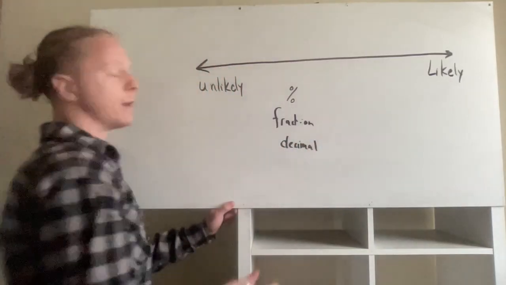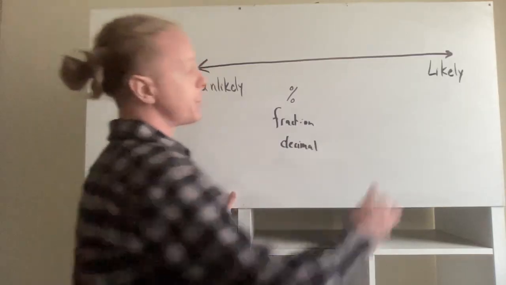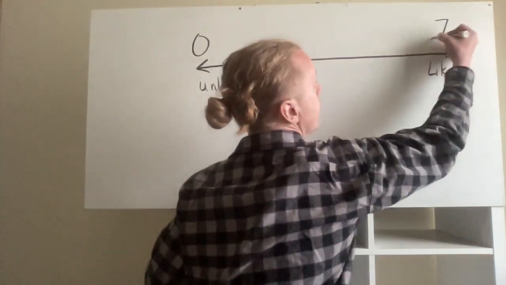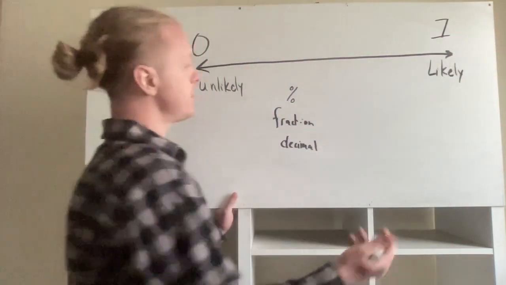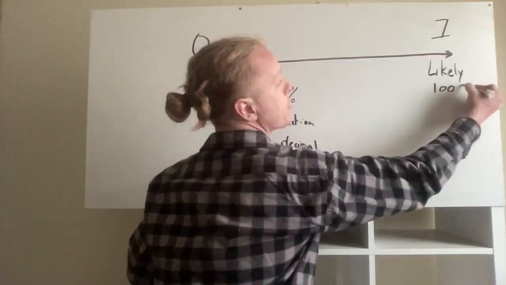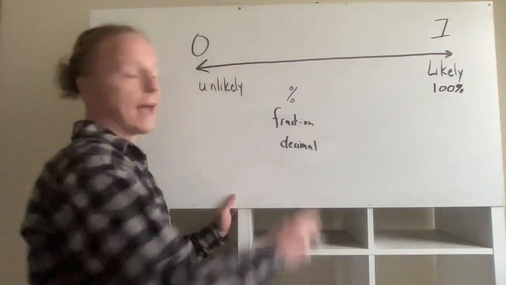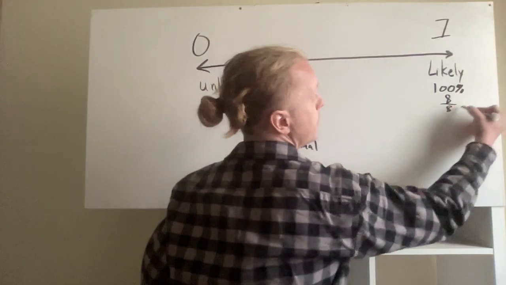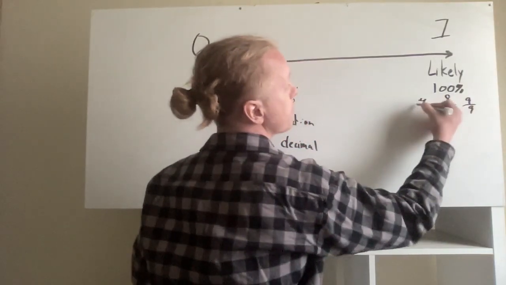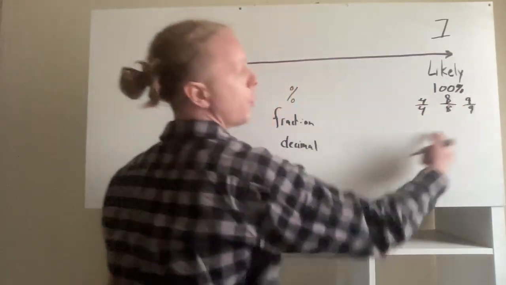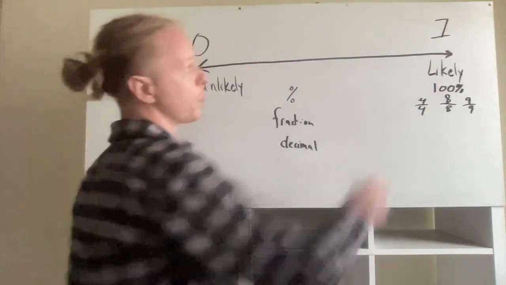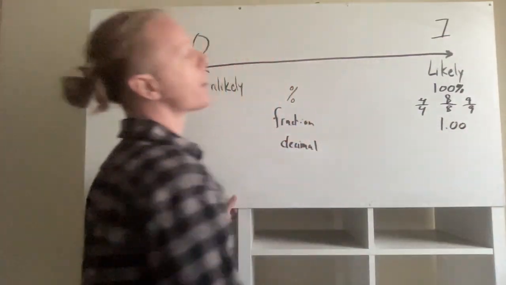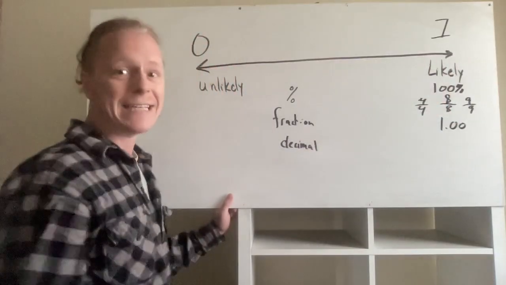But all of these, in terms of probability, will have a value somewhere between 0 and 1. So if something is guaranteed to happen, that would be a 100% chance if we're expressing it as a percentage. 8 out of 8, 9 out of 9, 4 out of 4. Those all represent something that's guaranteed to happen, 100%, or 1, or as a decimal, 1.0. All of these would mean something is guaranteed to happen.